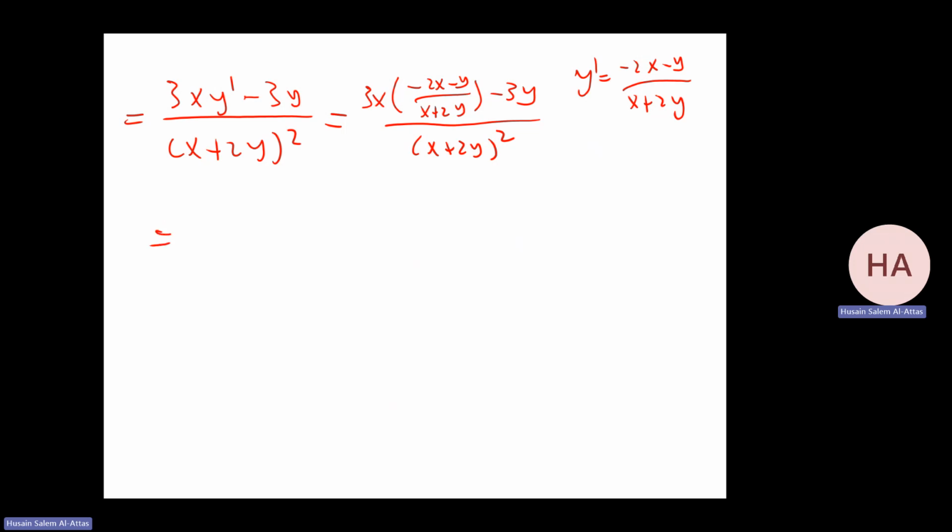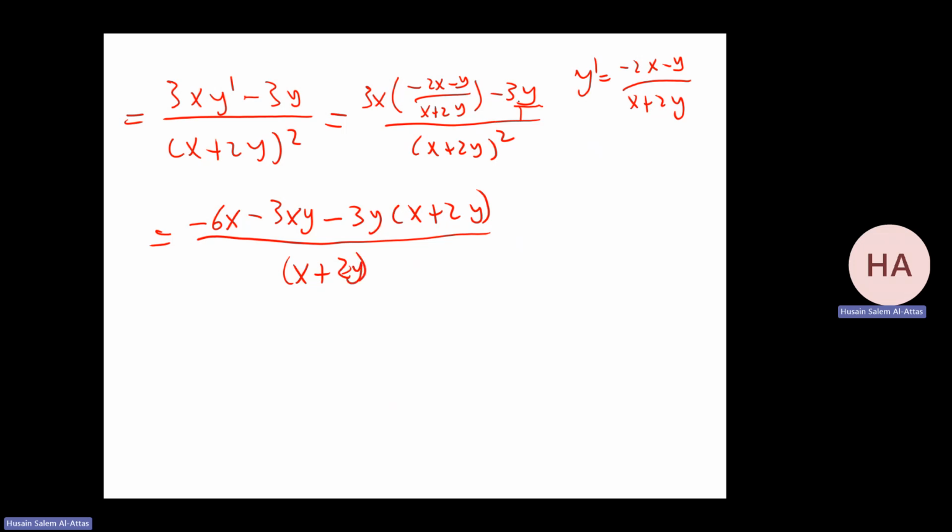That will be equal to what? Now this is over 1. So that will be minus 6x minus 3xy minus 3y times x plus 2y, all over this. Don't forget, all over x plus 2y. I have a common denominator, and this over x plus 2y all squared. I'm trying to do it step by step.